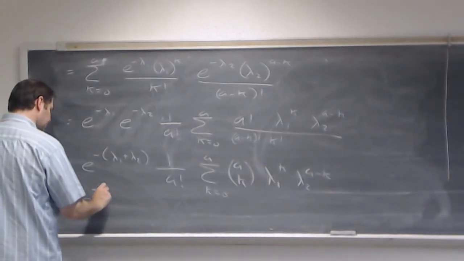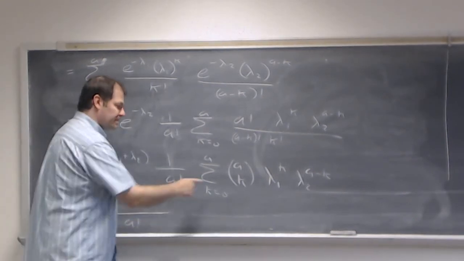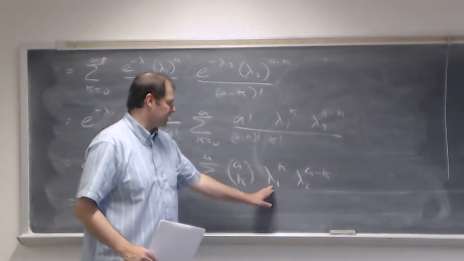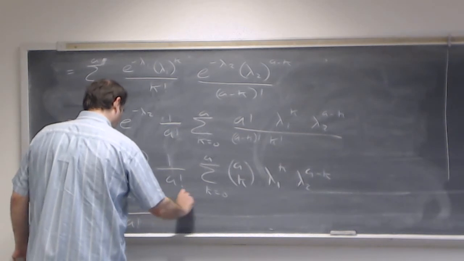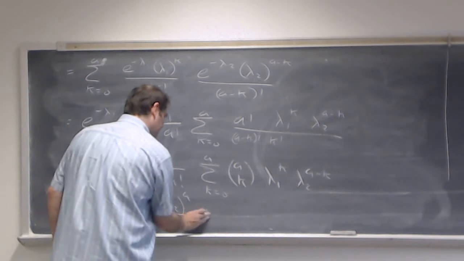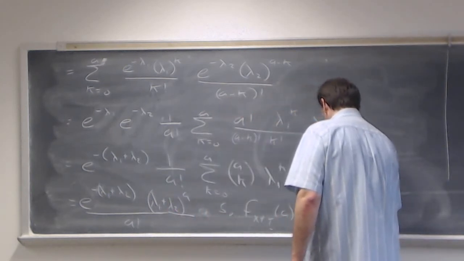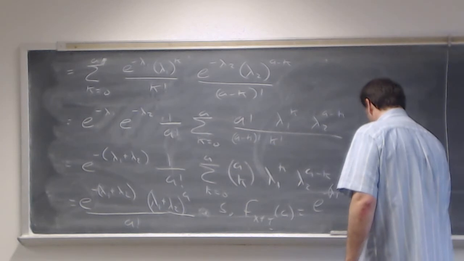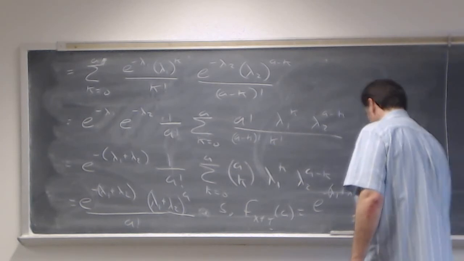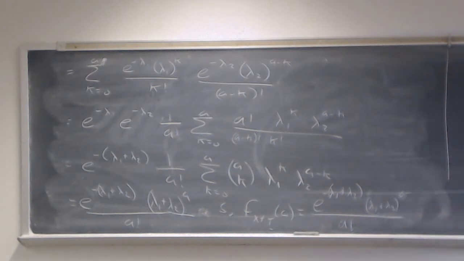What we get is e to the minus quantity lambda 1 plus lambda 2, over a factorial. This matches perfectly what the binomial theorem would be, and our answer is lambda 1 plus lambda 2 raised to the a. So I'll write it down: F sub X plus Y of a equals e to the minus lambda sub 1 plus lambda sub 2, not an exponent position of e, times lambda sub 1 plus lambda sub 2 to the a, all over a factorial. Now, that is the PMF of a Poisson distributed random variable with parameter lambda 1 plus lambda 2.